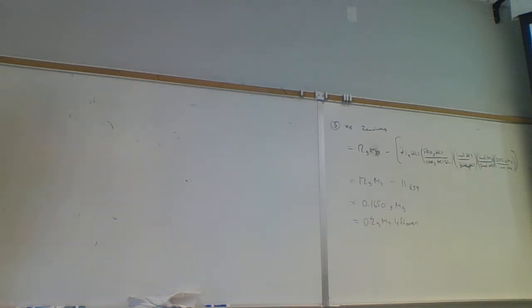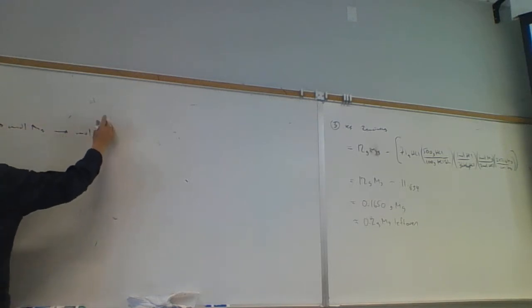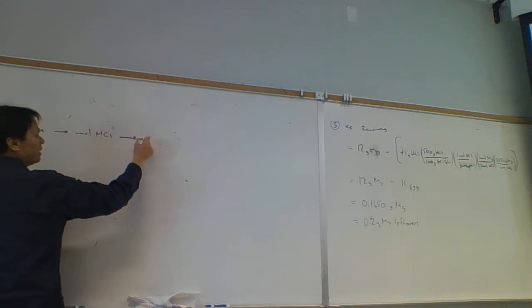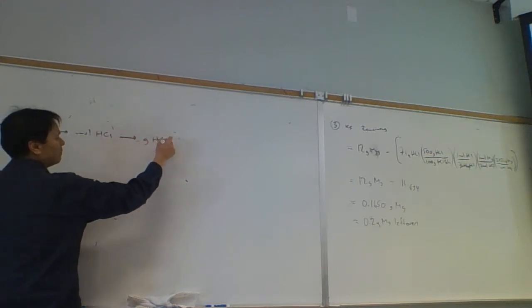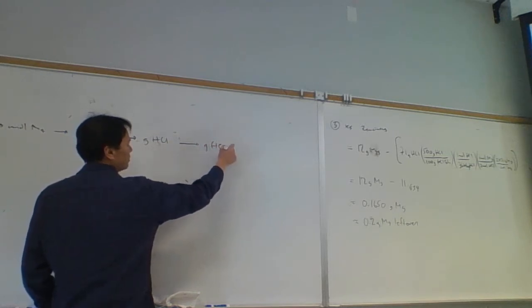0.1650 grams of magnesium that is left unreacted. And so what we do is we go from grams of magnesium to moles of magnesium. From moles of magnesium, we go to moles of HCl, pure HCl. And then from moles of HCl, we'll go to grams of pure HCl. And then from grams of pure HCl, we'll go to grams of HCl solution.